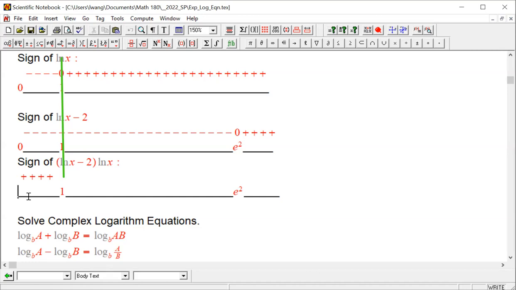Okay, so here we still have a 0. Don't forget this, the domain. Positive. At 1 it is 0. Between 1 and e squared, positive times negative, so this is going to be negative. At e squared, that's going to be 0. And larger than e squared, that's positive times positive. That's going to be positive.